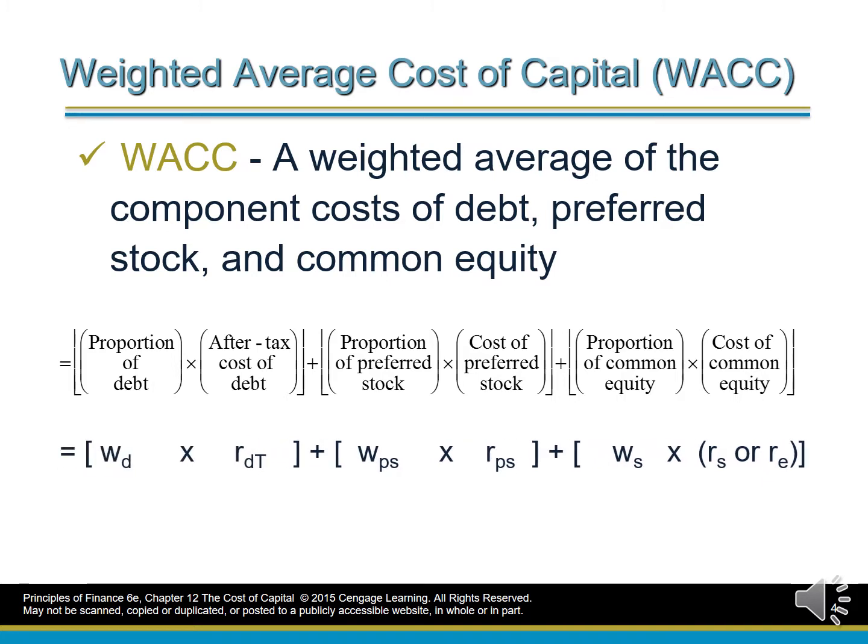Weighted average cost of capital, also called WACC, is a weighted average of the component cost of debt, preferred stock, and common equity. It equals the proportion of debt times after-tax cost of debt, plus proportion of preferred stock times cost of preferred stock, plus proportion of common equity times cost of common equity.